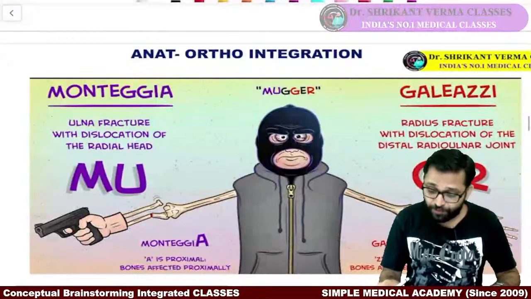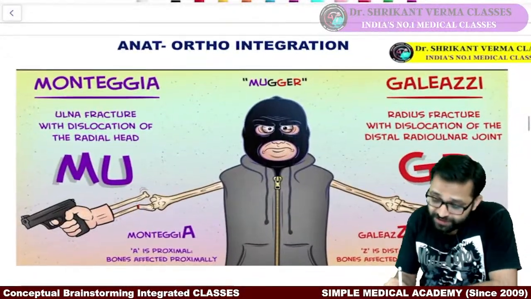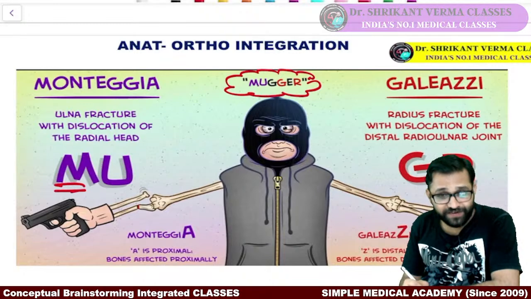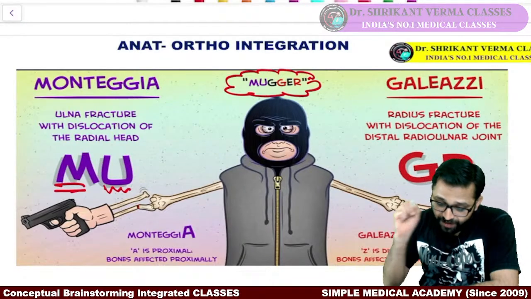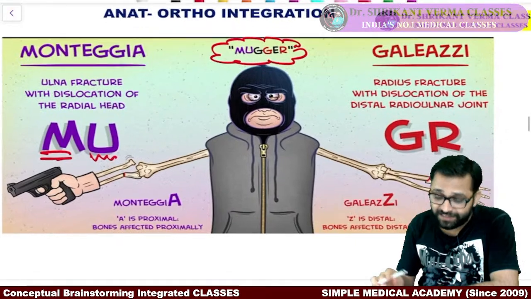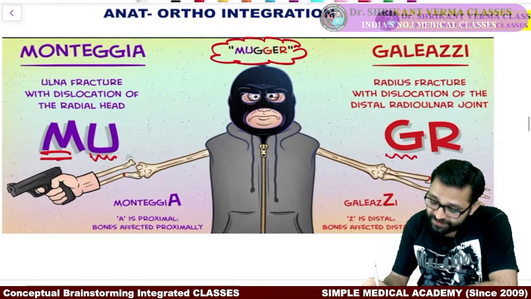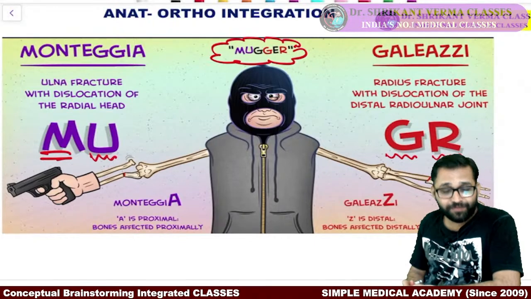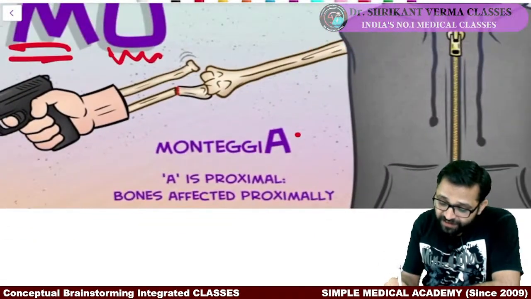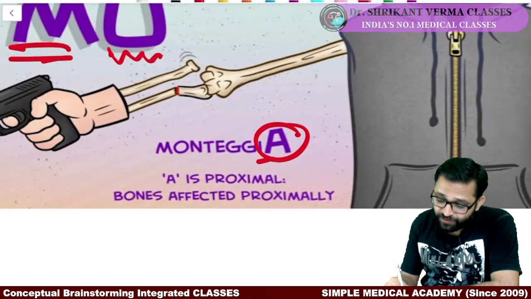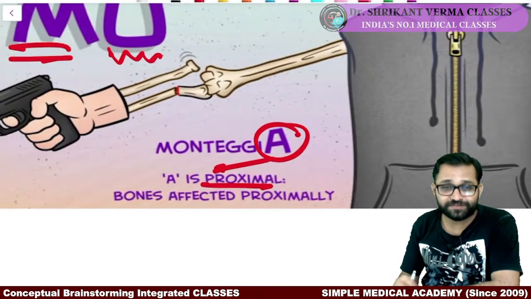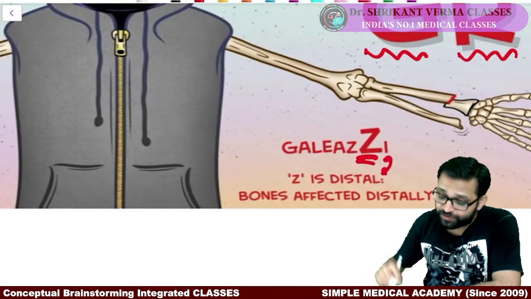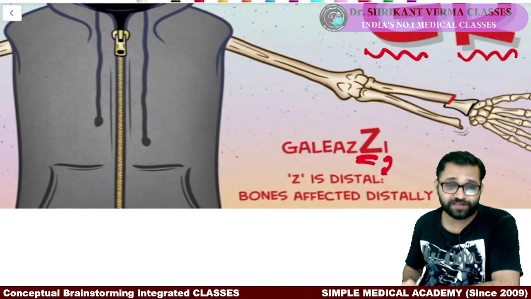So there is one beautiful mnemonic from the internet sources, the MuGGeR. M for Monteggia fracture, there is a fracture of the ulna. G for Galeazzi fracture, there is the fracture of the radius. So you can remember in this way. Monteggia, the A is the last letter, so there is a proximal fracture. Galeazzi, Z is the last letter, so this is a distal fracture.